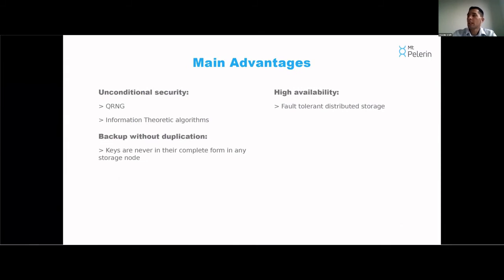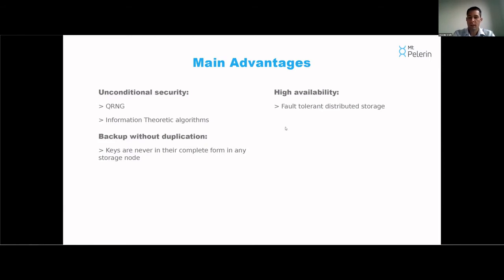So the main advantages: first one, unconditional security with the QRNG and the information theoretical algorithms. We don't need any full backups, so the backup is integrated into the system already. If you have an HSM that is storing your keys, you will need a full backup of your HSM somewhere else. So basically you have two places where you can be hacked because the keys are fully present at these places, which we don't have. And we have high availability, that's what I said earlier.